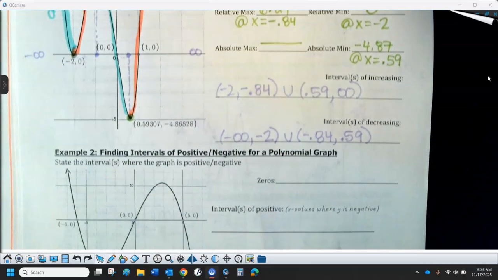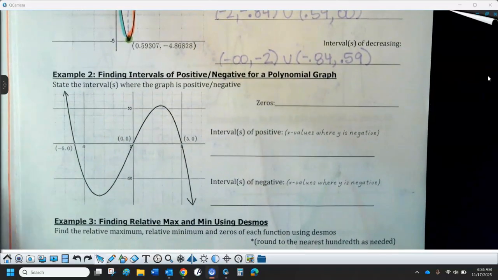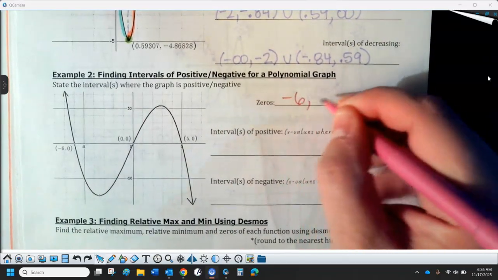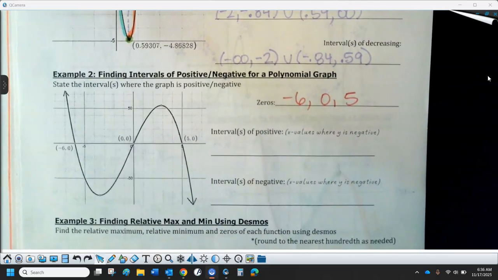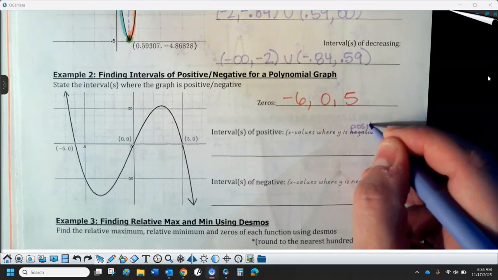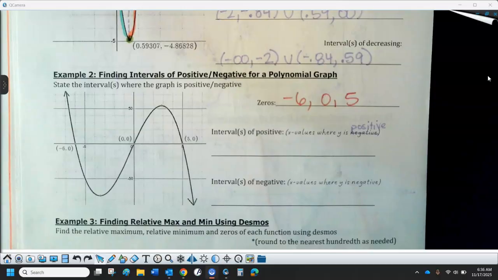And I've got one more real quick here we're going to go through, and on this one we're going to talk about where the graph is positive and negative. So we did increasing, decreasing. I'm going to do positive, negative intervals on this graph to remind you what that means. This switches over at the zeros, and I'm going to jot those down here. We have -6, 0, and 5. So where the graph is positive or negative is where the graph, oh my goodness, forgive me, this should say where the y is positive. So the graph is positive where the y values are positive. The graph is negative where the y values are negative.